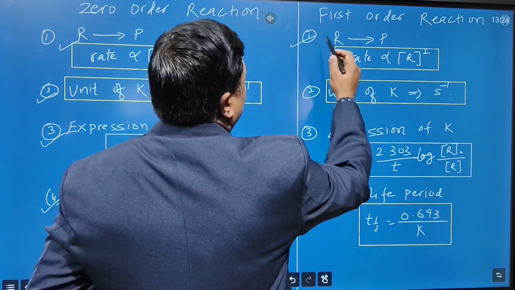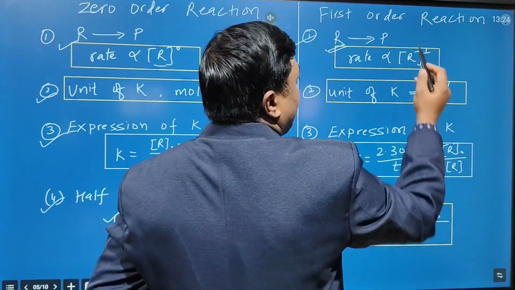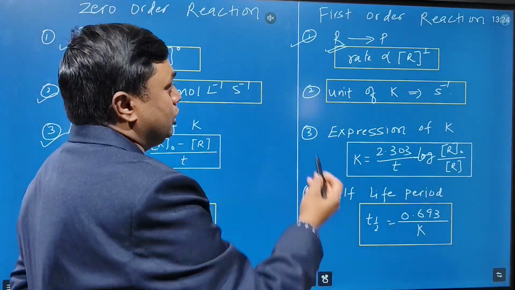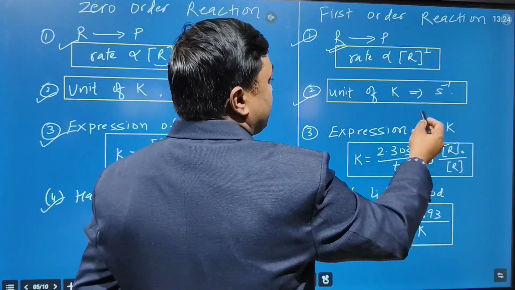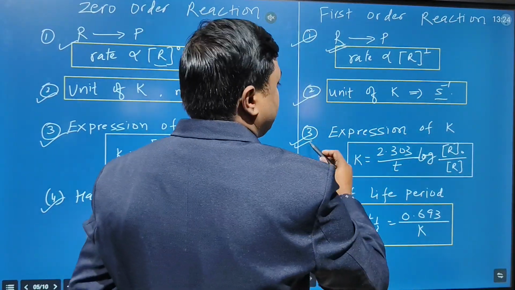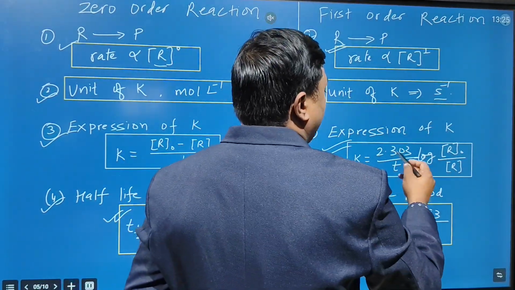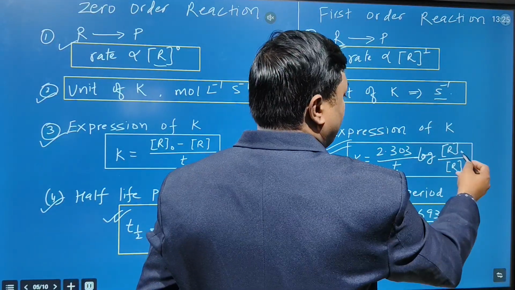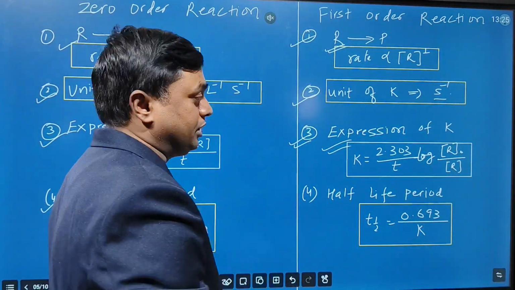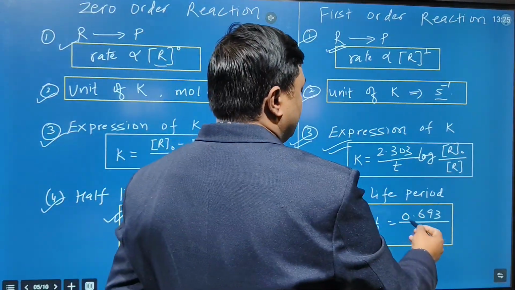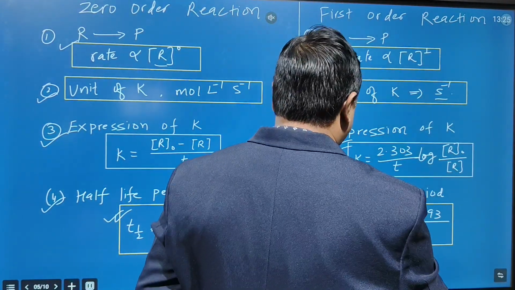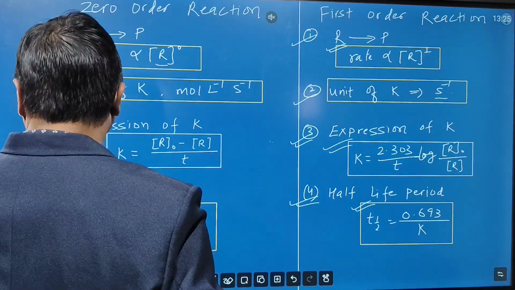When we talk about the first order reaction, here rate depends upon what? 1 power of the concentration of reactant. So rate is directly proportional to the R to the power 1. Unit of K is what? Second inverse. Expression of K is equal to 2.303 by T log of initial concentration by final concentration, R naught by R, yes or no? And half life period T half is equal to 0.693 by K, yes or no?